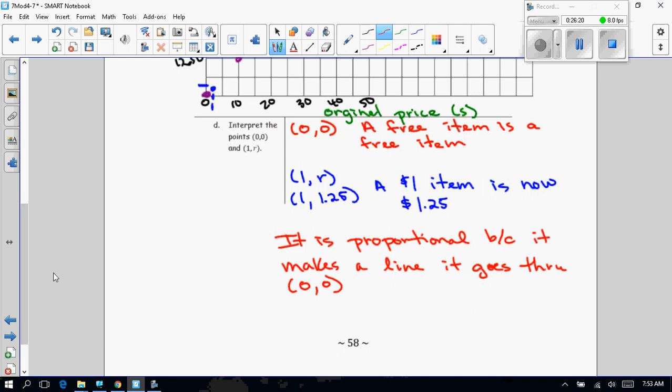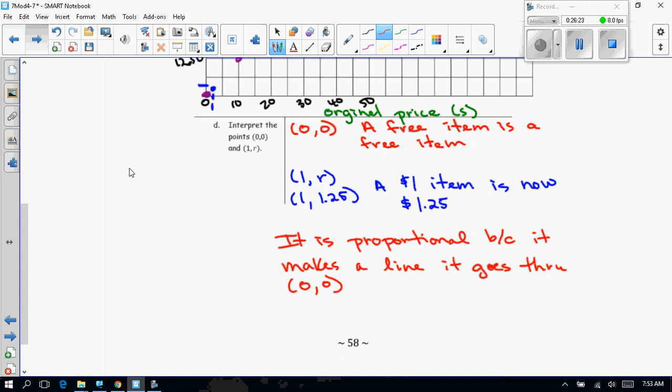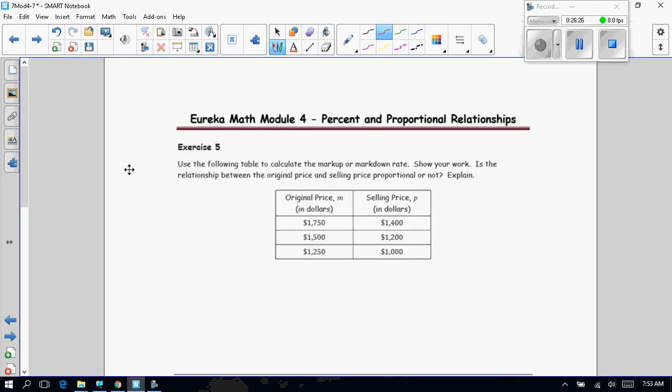All right, last time, look at exercise 5. Use the following table to calculate the markup or markdown rate. Show your work. Is the relationship between the original price and the selling price proportional or not, and explain. So we're going to figure out if our selling price, P, divided by the original price, M, gives me the same rate every time. I'm going to take 1,400 and divide it by 1,750, and I get an answer of 0.8.